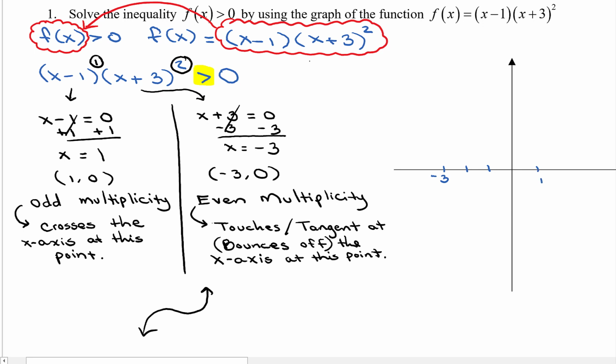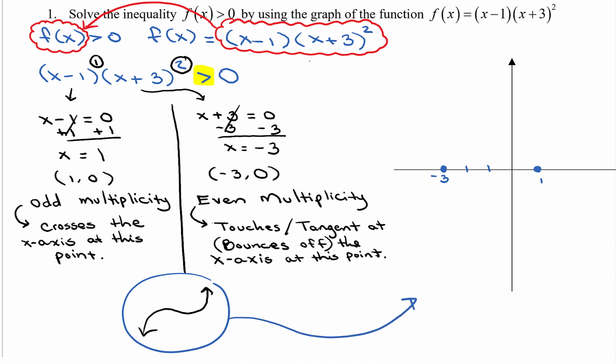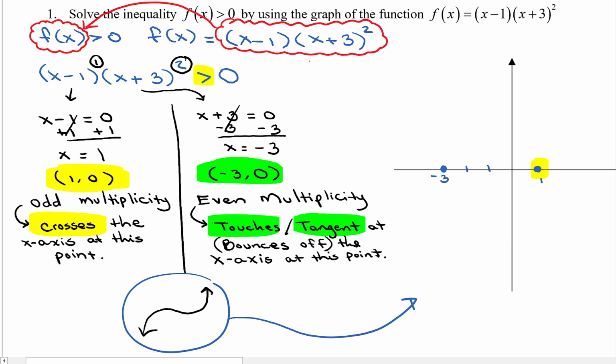Let's go ahead and plot our x-intercepts. We have one at negative 3 comma 0, and we have one at 1 comma 0. Now I've got to make my graph look like this. Remember, at 1 comma 0, it's crossing the x-axis, and at negative 3 comma 0, it touches, or it's tangent, or it bounces off at that point. So here comes my function bouncing off of negative 3, and then it's coming back up and it's going to cross at x equal to 1. So this is just a sketch of the graph.